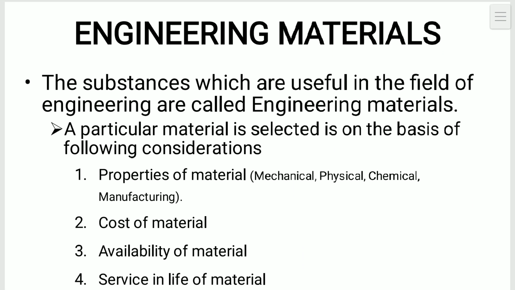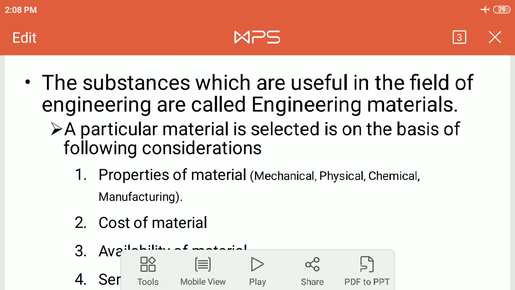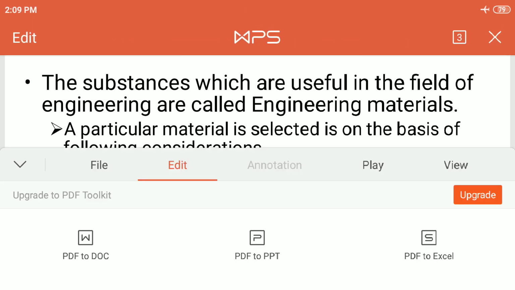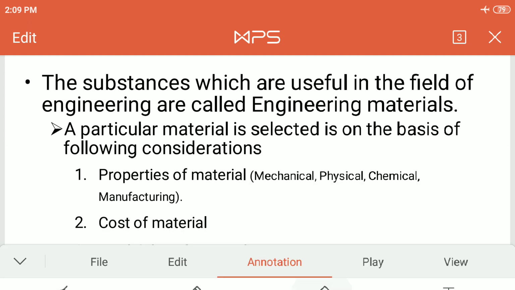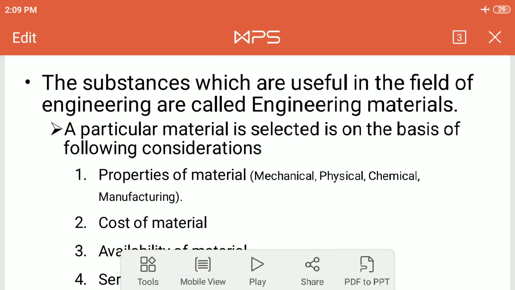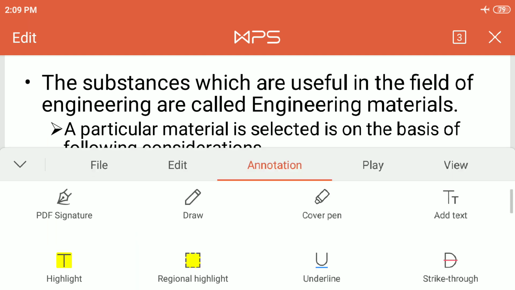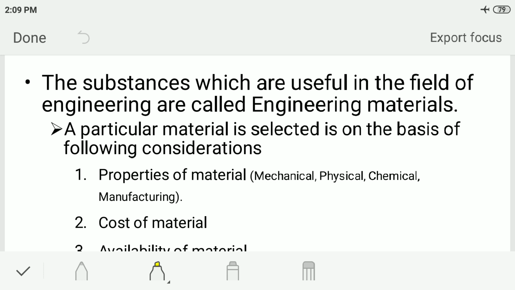You can see engineering materials. The substances which are useful in the field of engineering are called engineering materials. That means whatever materials we are using, especially for engineering applications, those are called engineering materials.